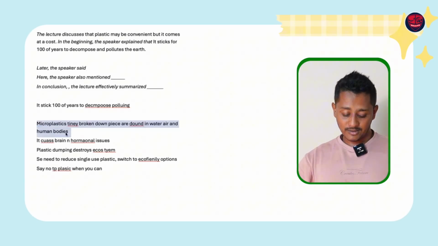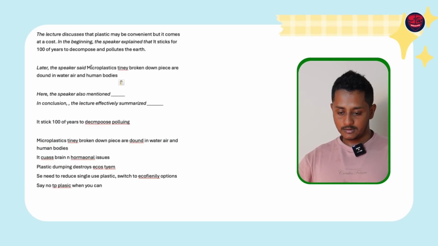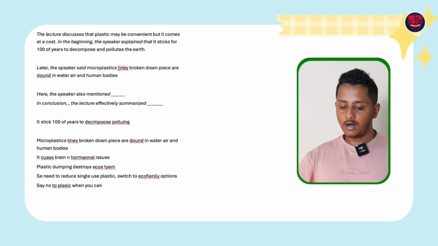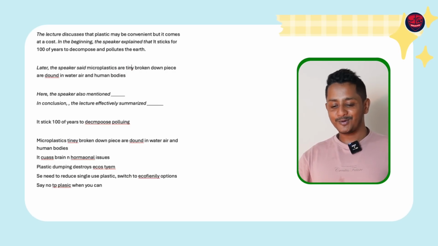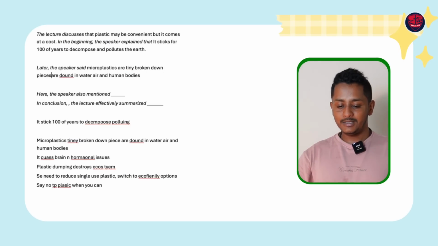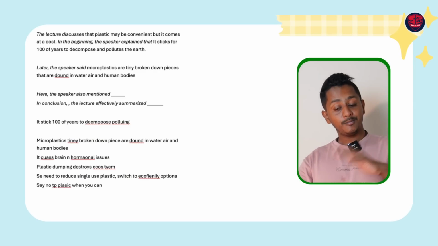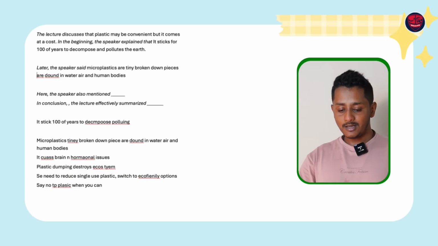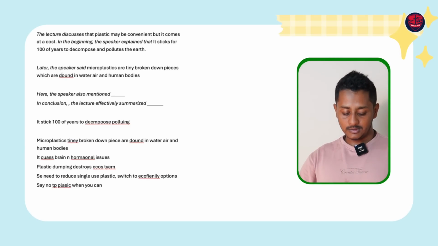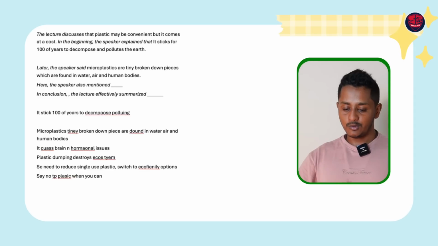Microplastics, I've written a lot actually. Microplastics are, you've got to write this, are tiny broken down pieces that are found, or which are found, any of this is fine, in water, air, comma is required. Let's fix it properly. Air and human bodies. Here the speaker also mentioned that it causes, we'll just write it quickly.